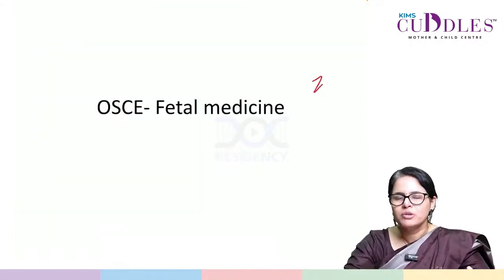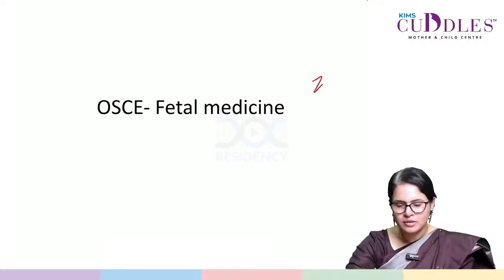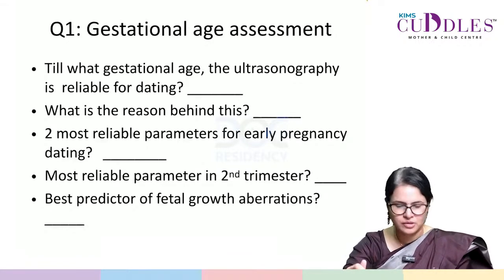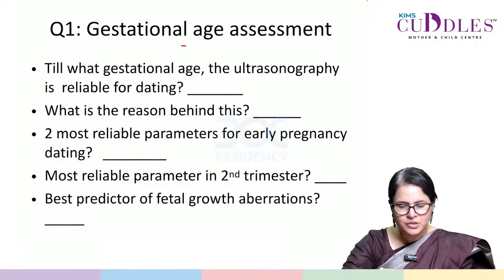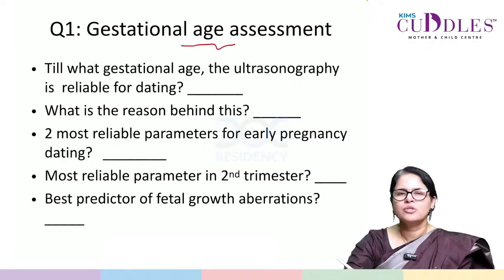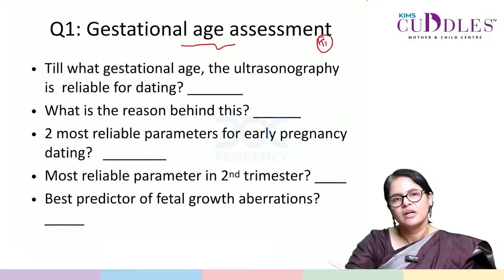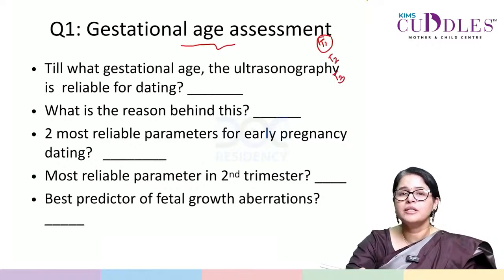Okay, now let's move on to the second segment, which is going to be on fetal medicine, some questions in prenatal ultrasounds and prenatal diagnosis. So the first question is going to be on gestational age assessment. Here you all know that the most reliable trimester for gestational age assessment is the first trimester. The second trimester can also be used, but the variability is more.